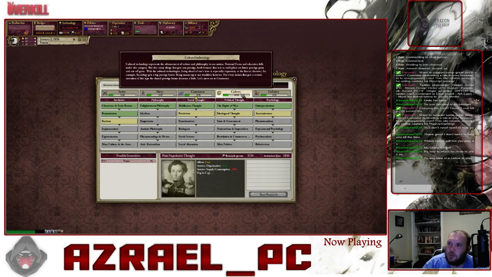With the cultural technologies, being ahead of one's time is especially important. As the first to discover, for example, sociology gets a big prestige boost. Being runner-up is not worthless, however. For every nation that gets a certain invention of this type, the shared prestige bonus decreases a little.